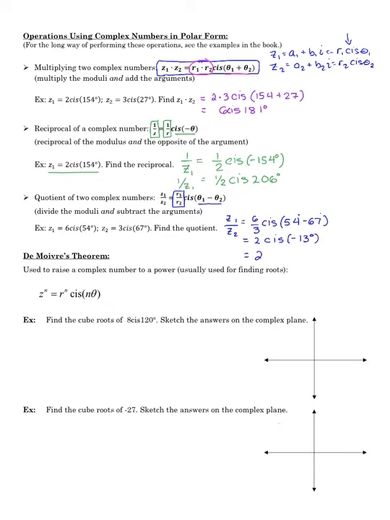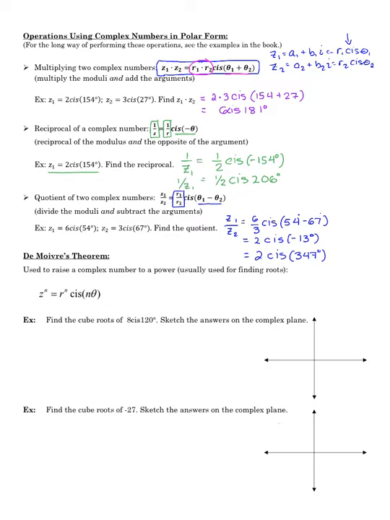And if I had to write that as a positive, that would be 2 cis 360 minus 13, which is 347. That's only if they ask for it as a positive. Sometimes the negative is totally fine. So that's pretty simple. When you're working with multiplying or dividing your complex numbers, whatever you do to the z, you do to the r. If you're multiplying, you add, and if you're dividing, you subtract the two thetas.